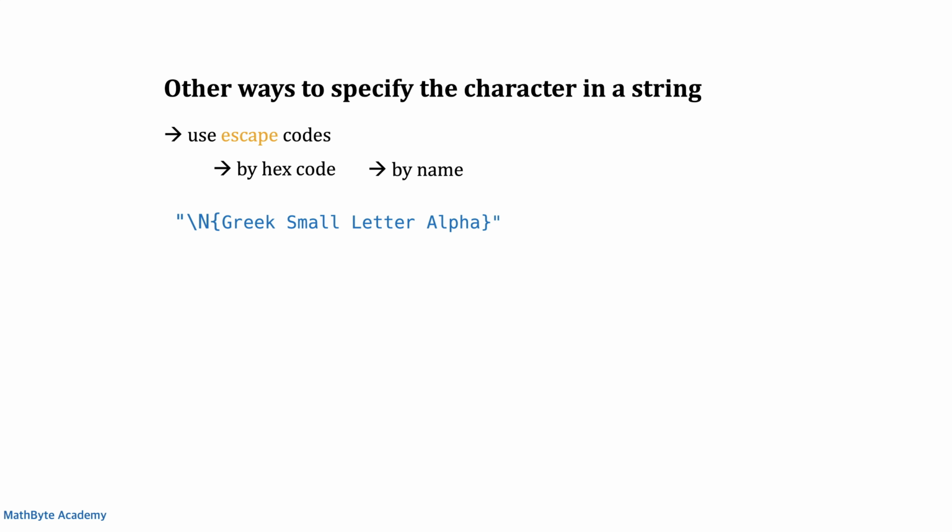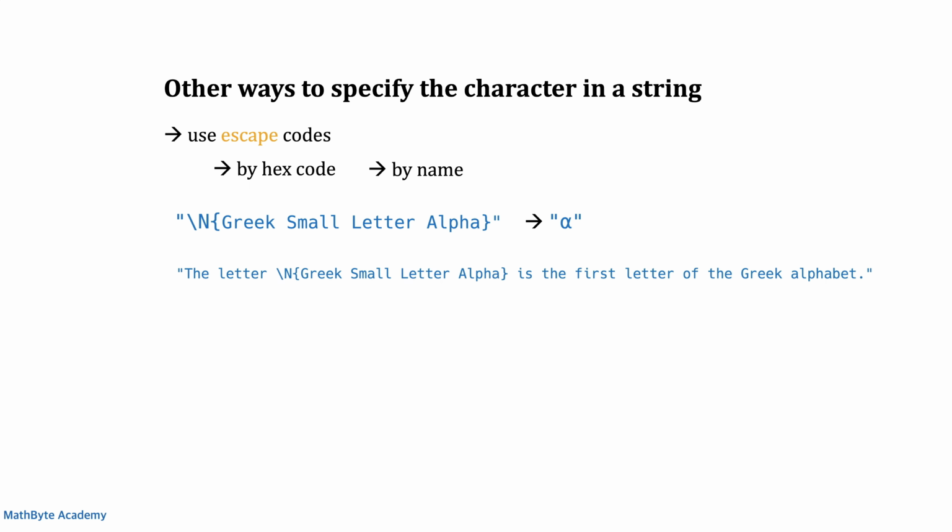So we can use the name, and to use the name, we use the \N escape code sequence. So it's always \N, curly brace, and then inside those curly braces, the name. That's why I was telling you the name was important. So for that alpha, its name was Greek small letter alpha. If we type this in our code and then just print that string out, we will actually get the character alpha.